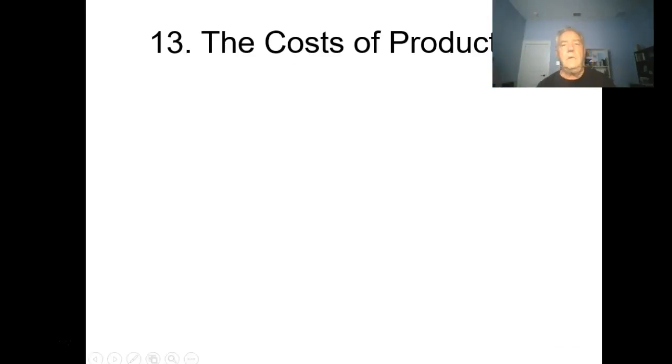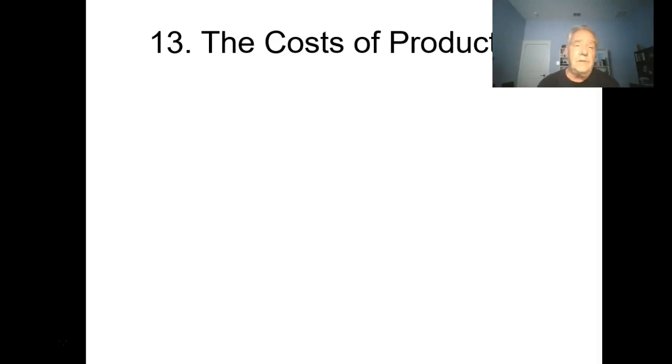Okay, today we want to go into chapter 13 in your book, The Cost of Production. In this chapter, we're going to get into a lot of calculations in terms of what we mean by cost of production. We're going to go through what we mean by the cost of production from an accounting standpoint, and also from an economic standpoint, and the two are dramatically different.